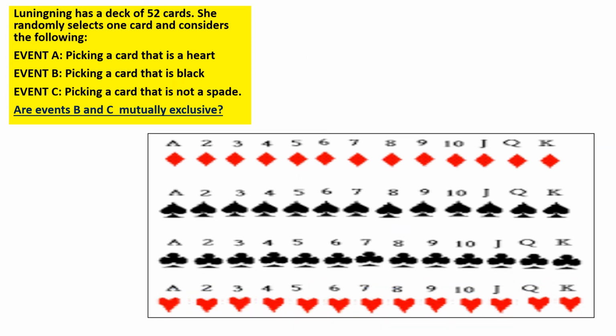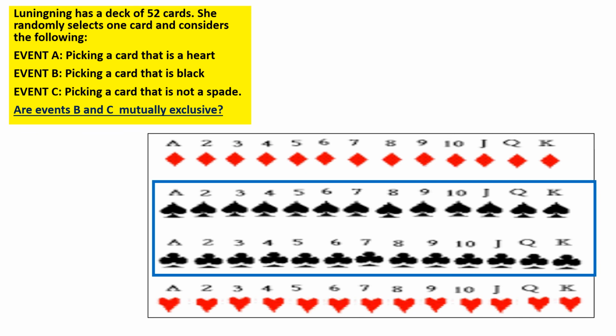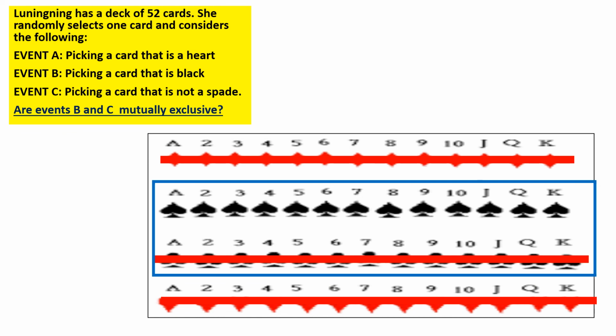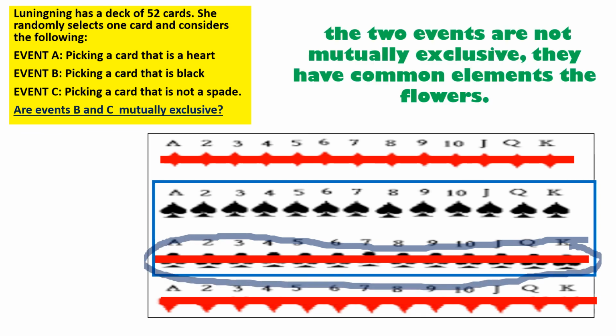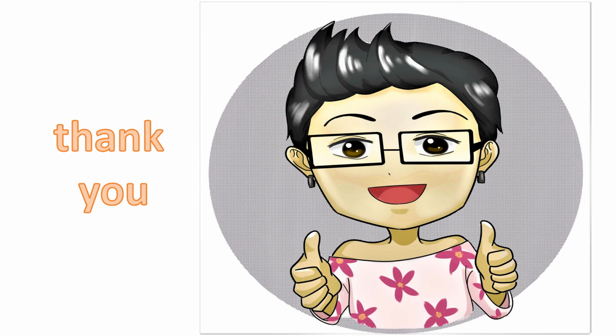Okay, same situation pa rin, pero the question ay nag-iba. Are events B and C mutually exclusive? Pag tinignan natin si event B, picking a card that is black, lahat lang ng black cards. Event C says, picking a card that is not a spade. So, hindi spade, ibig sabihin yung diamond, yung flowers kasama, tsaka yung mga hearts. May common elements pa rin ba sila? They have a common element at ito yon, yung flowers. So the two events are not mutually exclusive because they have common elements.